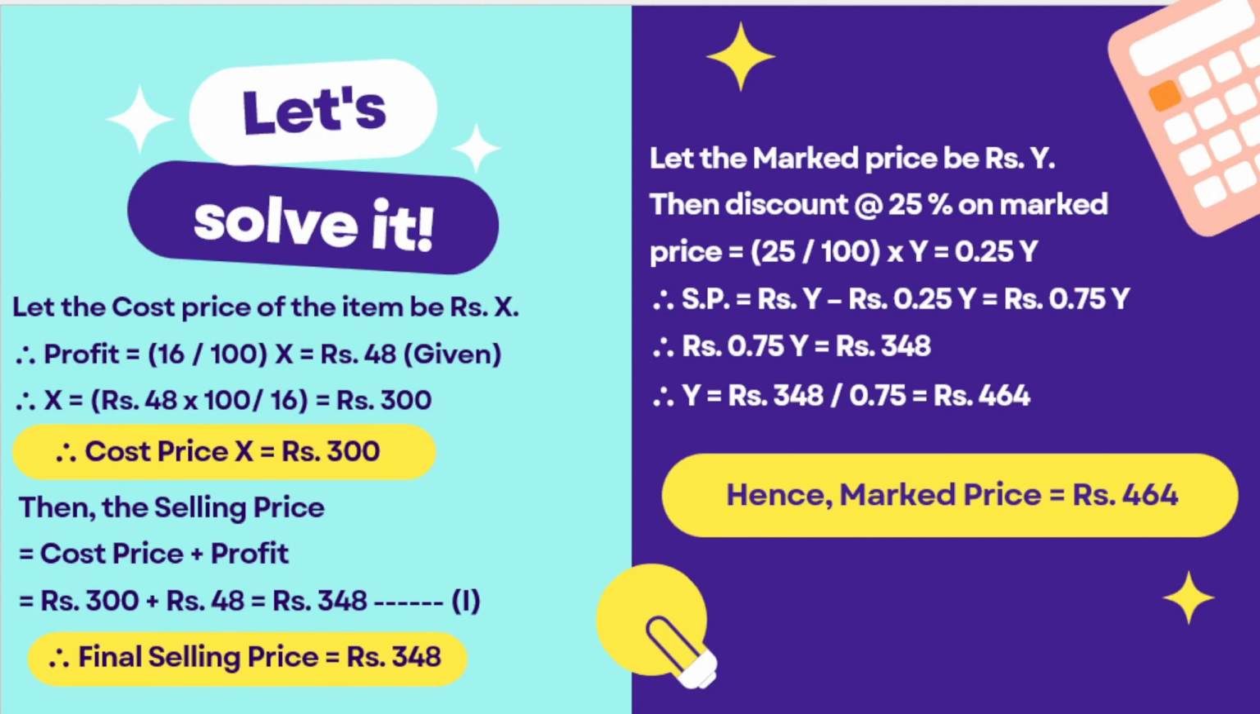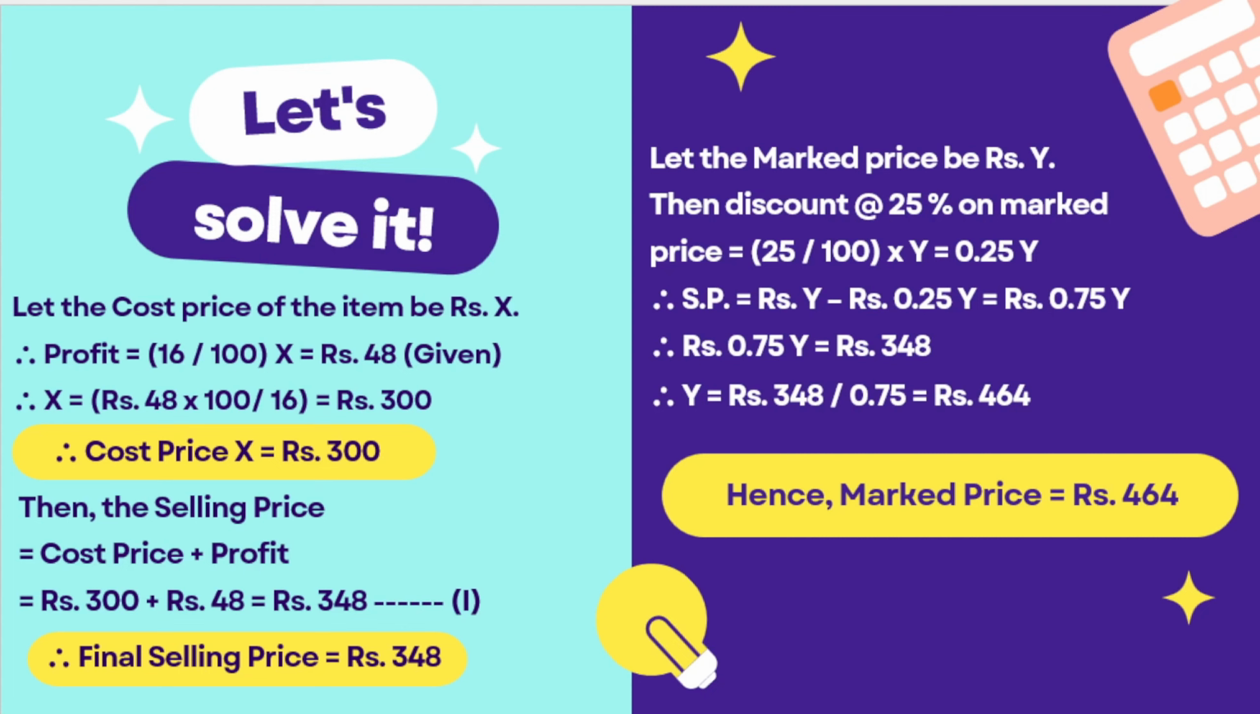Solution to example 16. Let the cost price of the item be rupees x. Therefore, profit can be calculated as equal to 16 divided by 100 into cost price x, which is given as rupees 48 in the question. Therefore, the value of x can be calculated as equal to rupees 48 multiplied by 100 and divided by 16, which comes to rupees 300. Therefore, cost price x is equal to rupees 300.